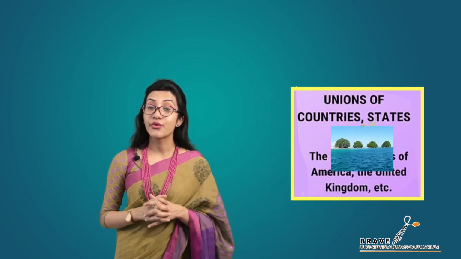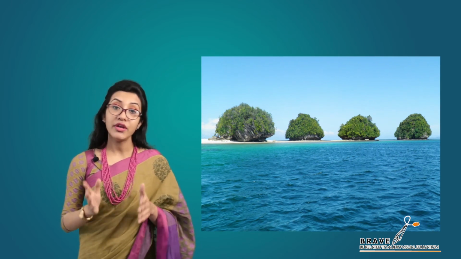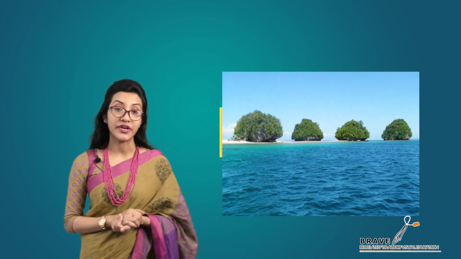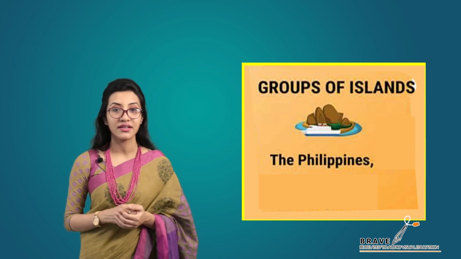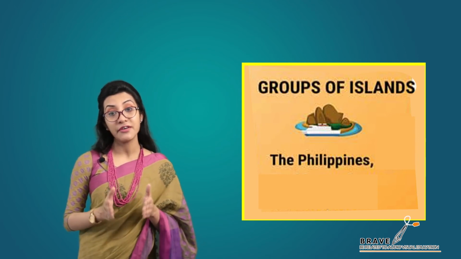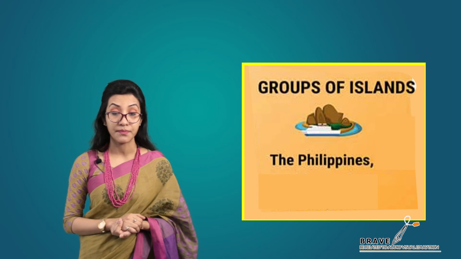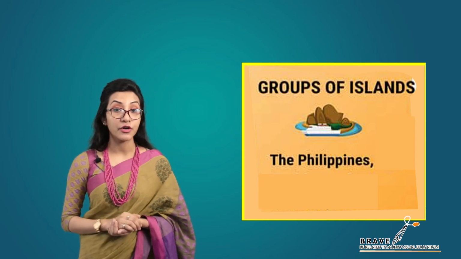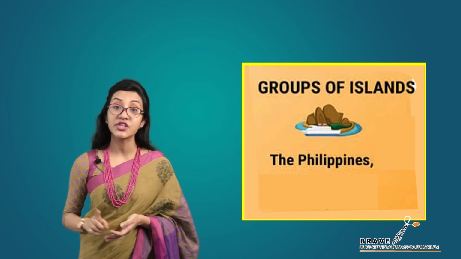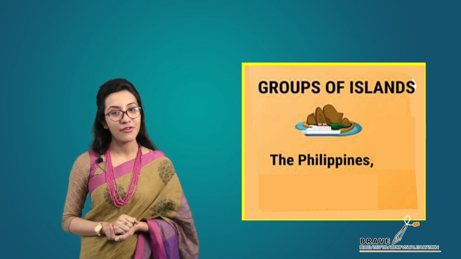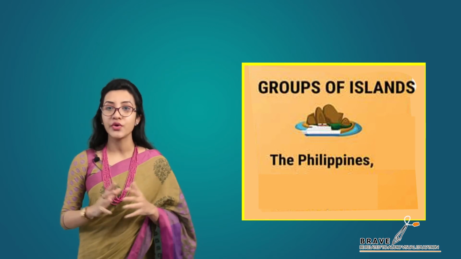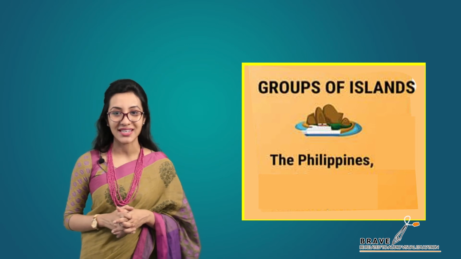Next rule is group of islands. When we refer to a group of islands, for example, the Philippines, we are going to use the definite article "the" before it. But if we refer to Saint Martin, it's just one island. For this reason, we are not going to use any article before it.